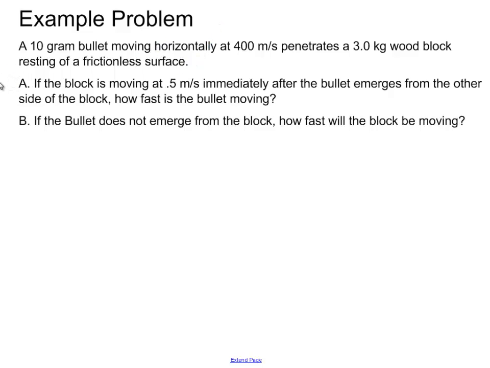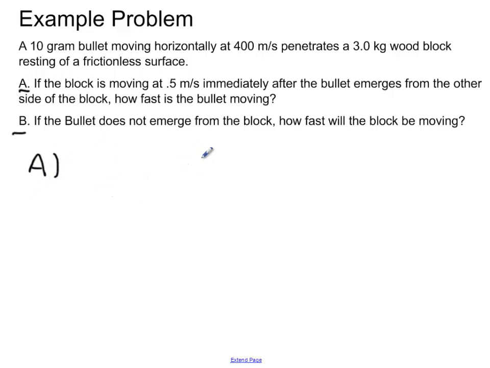A 10 gram bullet moving horizontally at 400 meters per second penetrates a 3 kilogram wood block resting on a frictionless surface. A. If the block is moving at 0.5 meters per second immediately after the bullet emerges from the other side of the block, how fast is the bullet moving? Or B. If the bullet does not emerge from the block, how fast will the block be moving? Alright, so there's two different cases, two entirely different problems to work here.